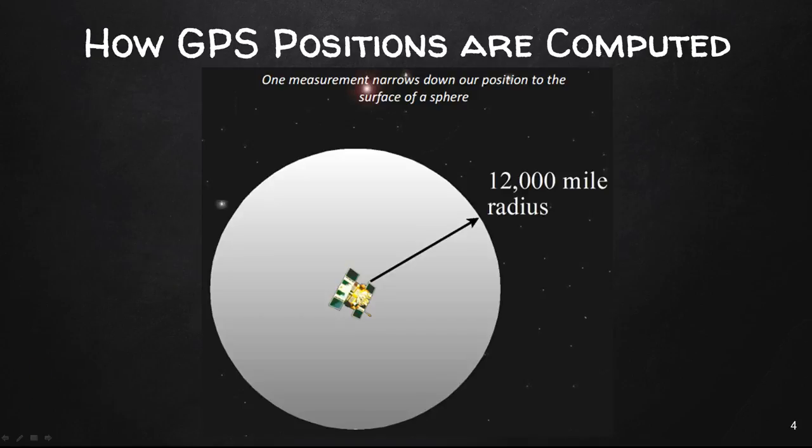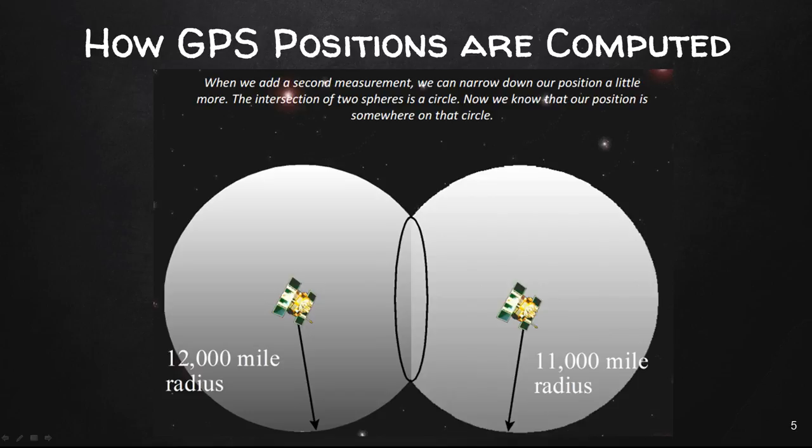Previously we talked about 2D trilateration. Now we're going to look at this from a 3D perspective. One measurement narrows down our position to the surface of a sphere. So we know we're somewhere 12,000 miles away, somewhere in this gray area. When we add a second measurement, we can narrow down our position a little more. The intersection of two spheres is a circle. Now we know our position is somewhere on that circle, where the black circle is in the middle of the diagram.